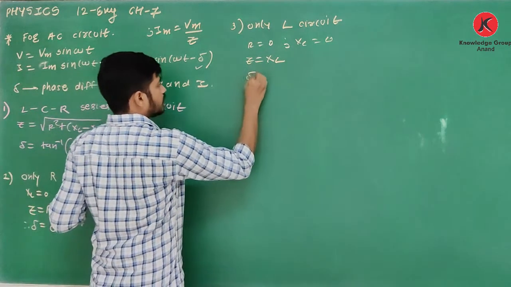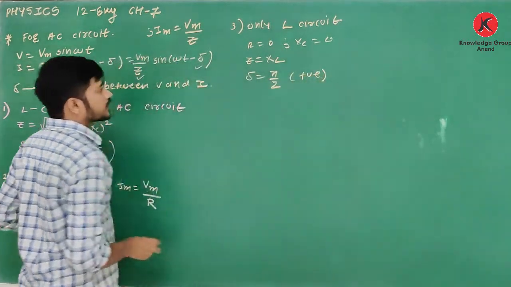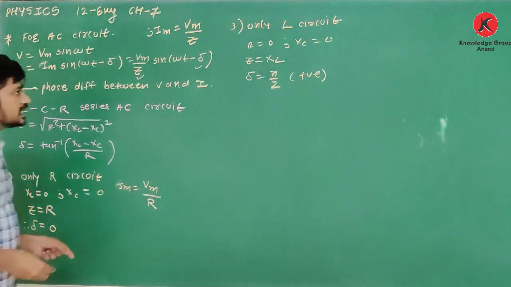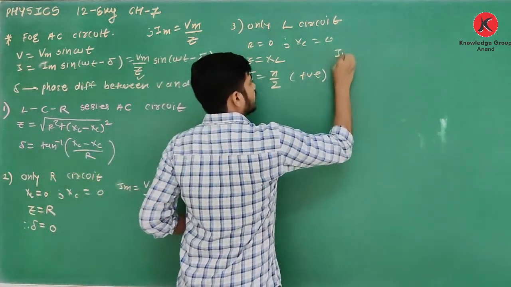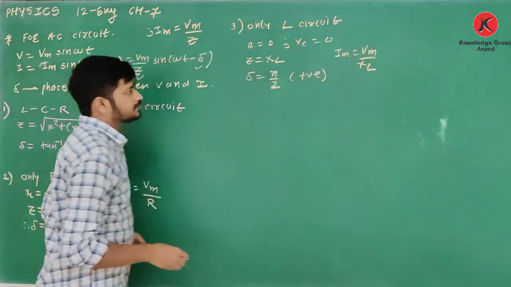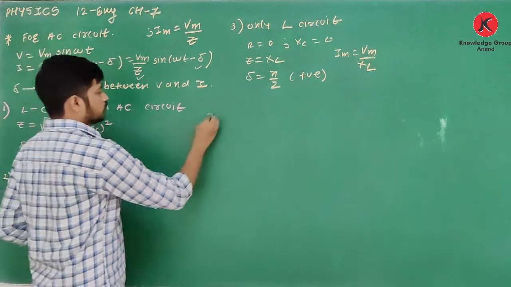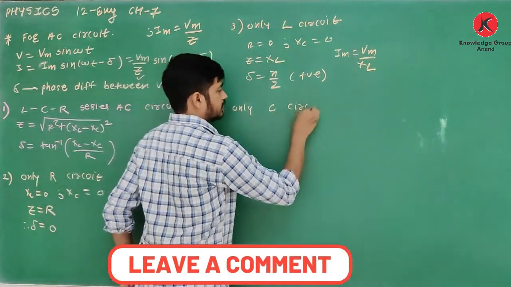So delta is equal to pi by 2, and yes, it will be positive. Clear about this? And in this case, as Z is equal to XL, what is the equation of current? Im is equal to Vm upon XL.